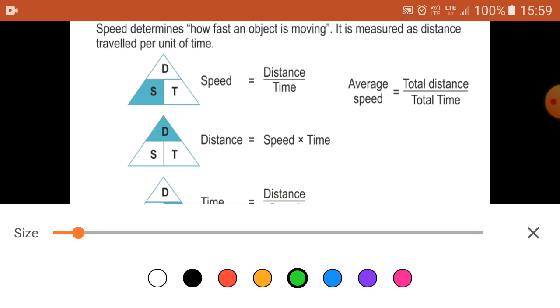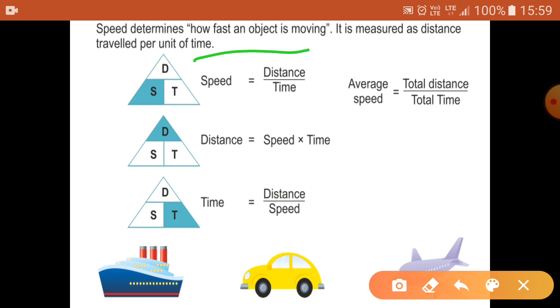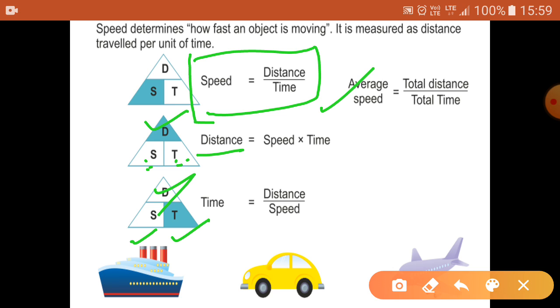Now this slide is very good to understand the relationship. You have to learn this. Speed is equal to distance upon time. When you have to take out the distance, then it will be speed into time, and when you have to take out time, then it will be distance upon speed. Average speed will be total distance upon total time.